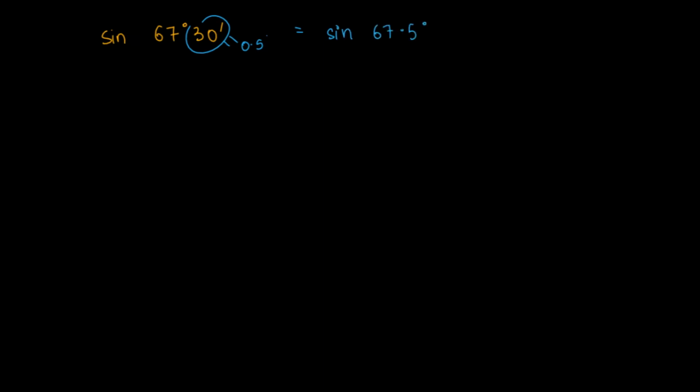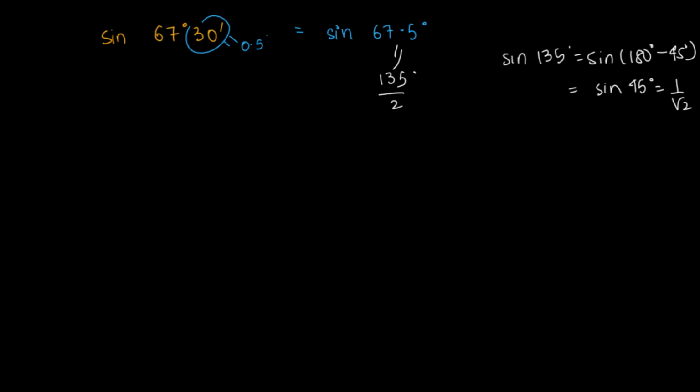Now 67.5, even though it might seem terrifying, it's just half of 135 degrees. So it's always good to try to double that number that you have to figure out a way to approach it. Now we do know the sine of 135. That's just equal to the sine of 180 minus 45 degrees. And we know that this is just equal to the sine of 45 degrees, or 1 over square root of 2.